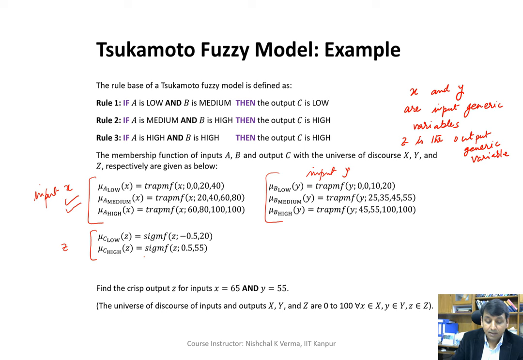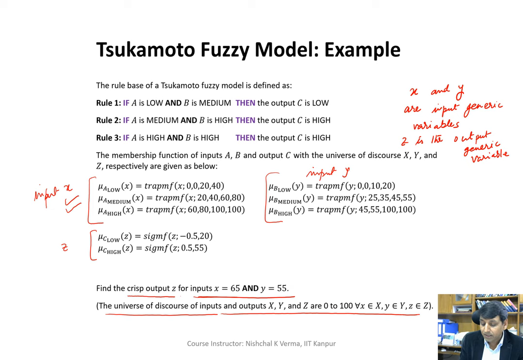The input X region has three regions represented by three fuzzy sets. All the fuzzy sets are trapezoidal type. Similarly, for input Y also, all the fuzzy sets of the three fuzzy regions are trapezoidal type. Now, when we give the crisp input, what will be the corresponding output, and that too in crisp form? Let's see how we can find it. The universes of discourse of the inputs and outputs are mentioned here.